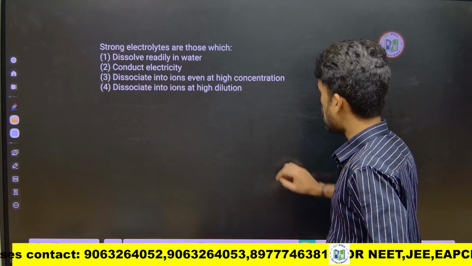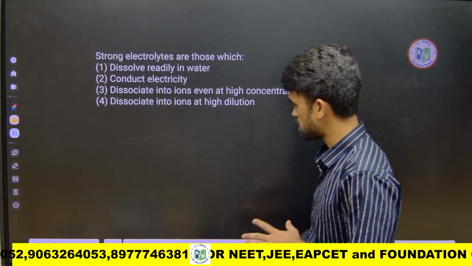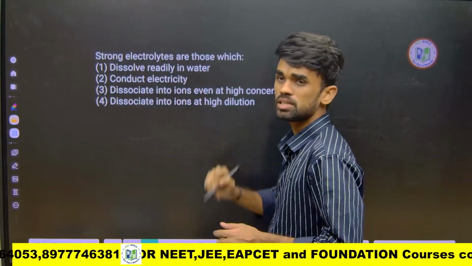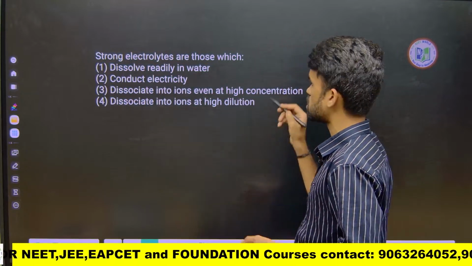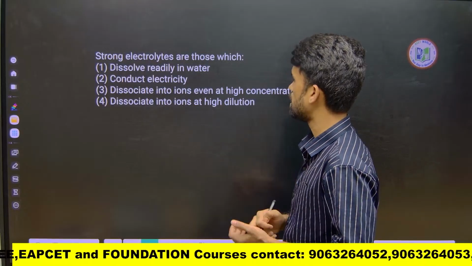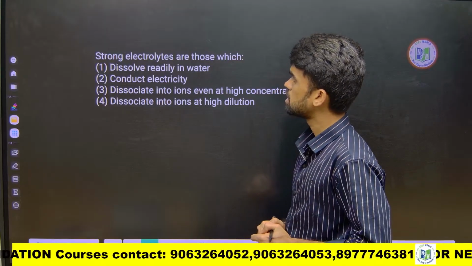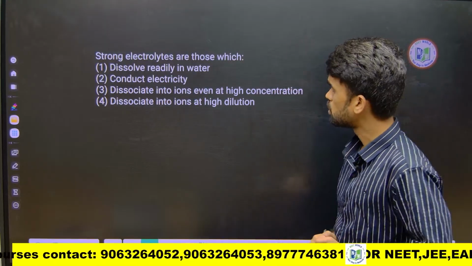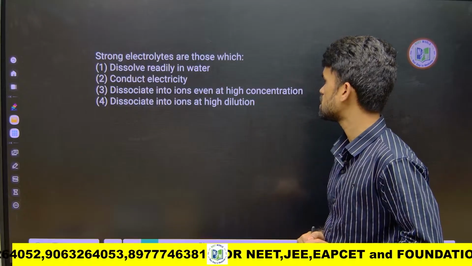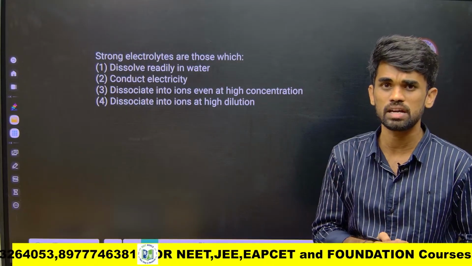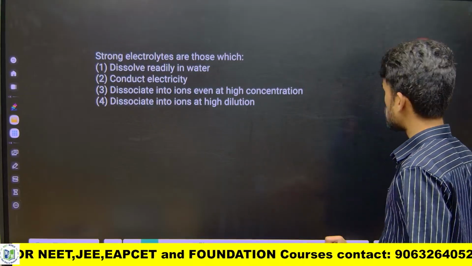Now tell me the answer for this question: strong electrolytes are those which are, what are the correct options? Dissolve readily in water and conduct electricity; dissociate into ions even at high concentration; dissociate into ions at high dilution. What is your answer based on your understanding? They dissolve readily in water, yes, and conduct electricity, yes. Next, dissociate into ions even at high concentration, yes, they will dissociate into ions, so you can go with option number 3 also. Okay, now let us look into the next one.